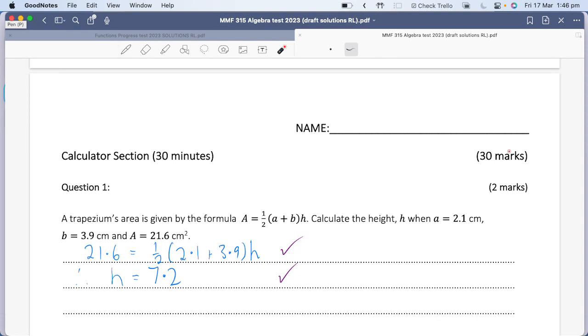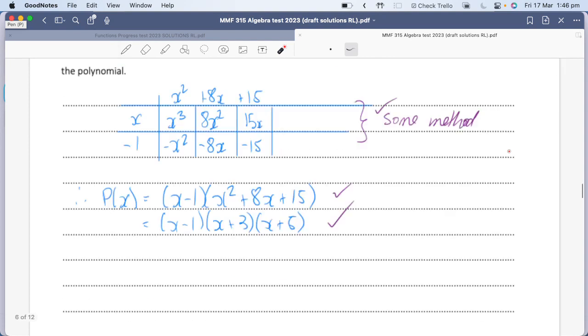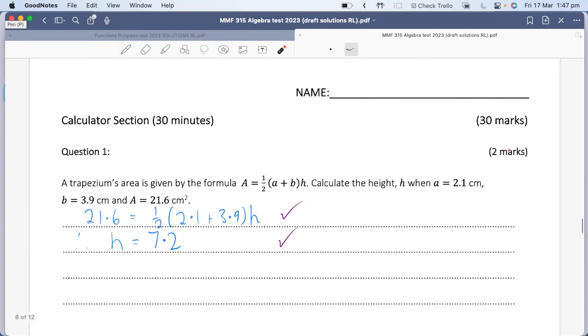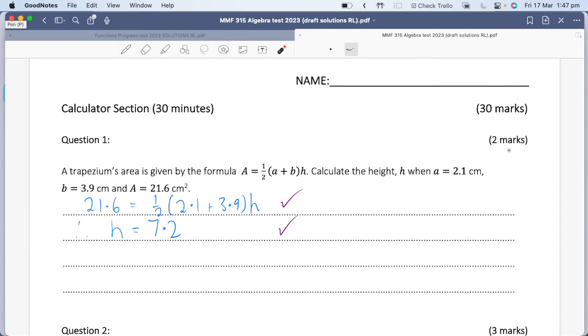I am only going to go through the calculator section in detail because that's the section that I marked. If you've got questions about the non-calculator section, I do have my own solutions here and I can show you the solutions and talk about them, but I'll do that as a Q&A at the end. Whereas for the calculator section, I've got comments about what I noticed over the two classes and where people started to go a little bit wrong.